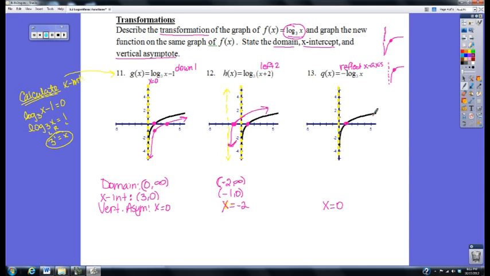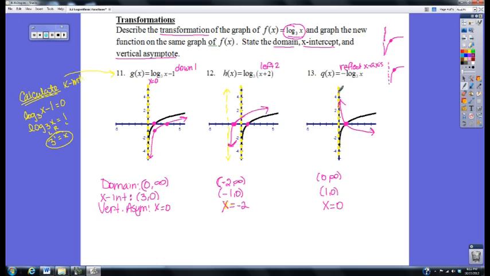This will reflect over the x-axis. This point (1, 0) will still be at (1, 0), but your graph will now look like this. Your x-intercept will still be at the point (1, 0), and your domain will be from 0 to infinity.